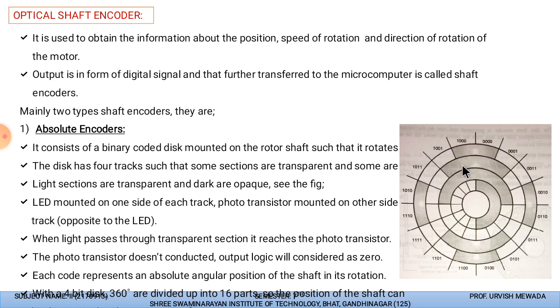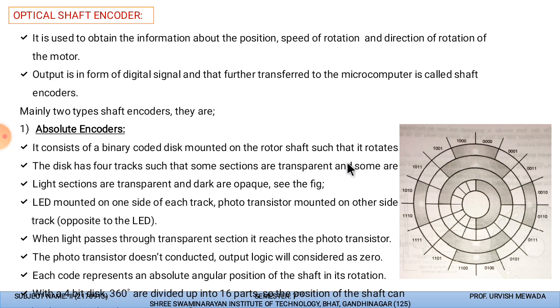Over here you can see this point, this is the transparent point from which the light can easily penetrate, so it is indicated as 1. And this bottom portion is also transparent, so it is 1. And the rest two parts are opaque, through which the light cannot easily penetrate, so it is 0, 0. So it is used to obtain information about the position; it can measure the position, speed of rotation, and direction of rotation of the motor.